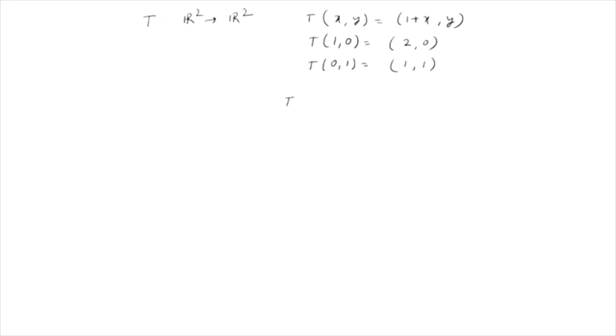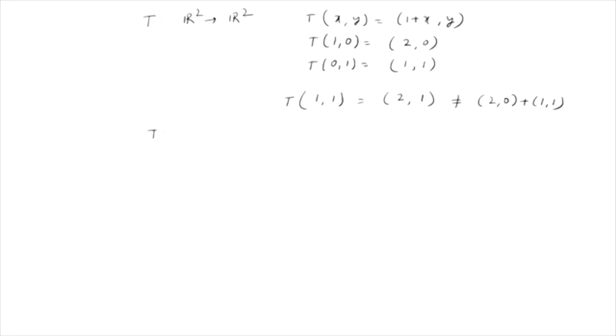If you take T of the sum of these two, that is T of 1, 1, by the definition it comes out 2 comma 1. That must be equal to the sum of the two images by the property of linear transformation, but it is not equal to the sum of these two. So that means it is not a linear transformation.